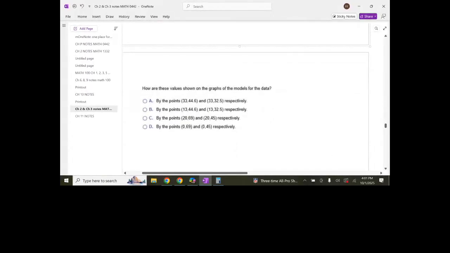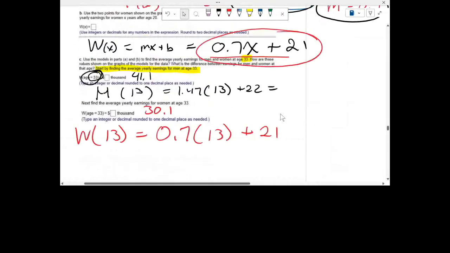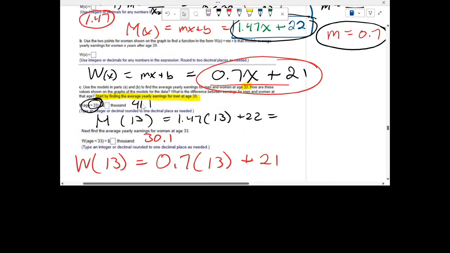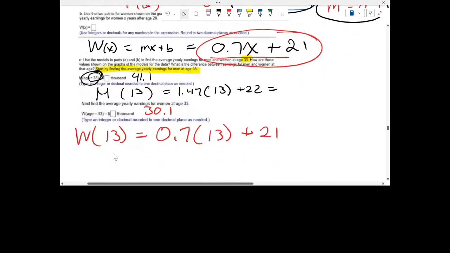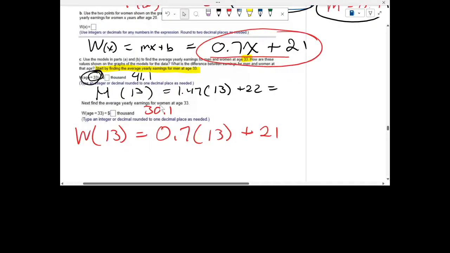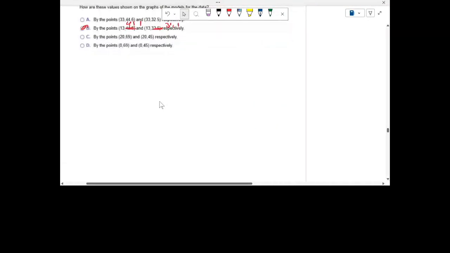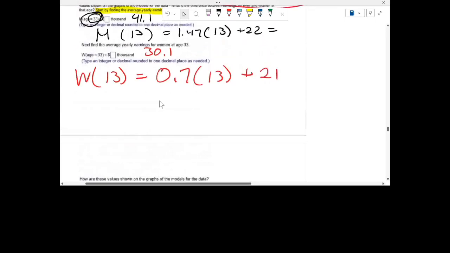So my answer here is supposed to be B, but I don't know why I'm getting different numbers, and I may have just copied the wrong part here, but this should be 41.1 and this one should be 31.1, right? And you say, okay, how do I know that, Omar? Let me tell you real quick. When we plugged in the number 13, the first time we got 41.1, and we plugged in the number 13 here, we got 30.1. That's why those numbers are supposed to be what they are.